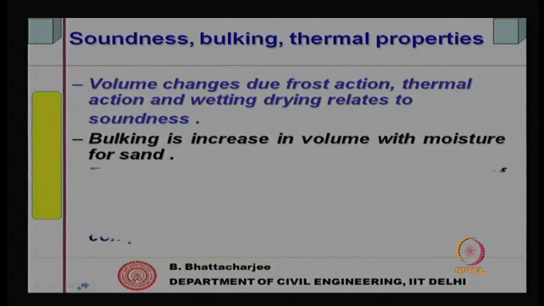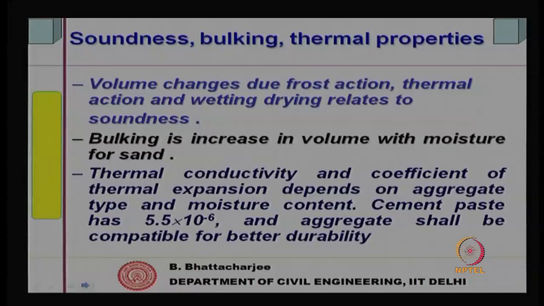Otherwise, bulking is not very important because in mix design we do not use volumetric batching.